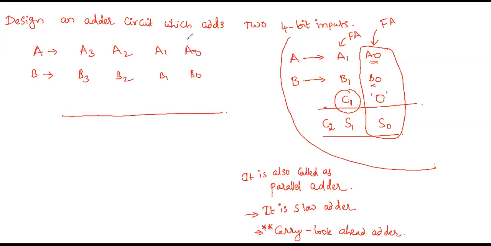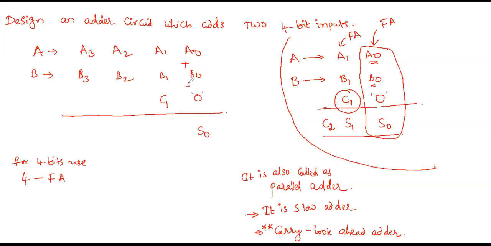Okay. For each bit, you need to use one full adder. So 4 bits are there, so you have to use 4 full adders. A0, B0, but a full adder has 3 inputs, so consider the first carry as 0. So A0, B0, C0, then it will generate sum and carry. Again add, it will generate the sum and carry.